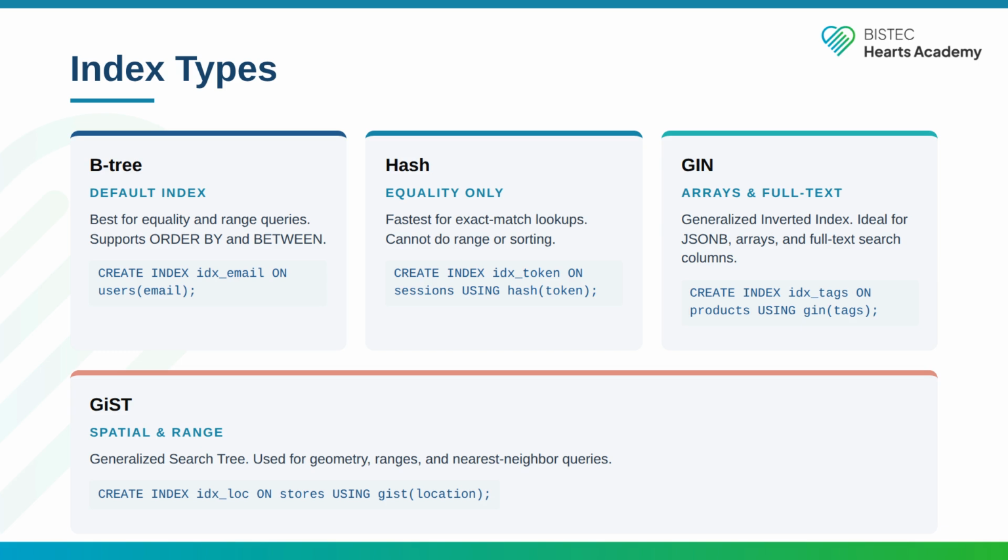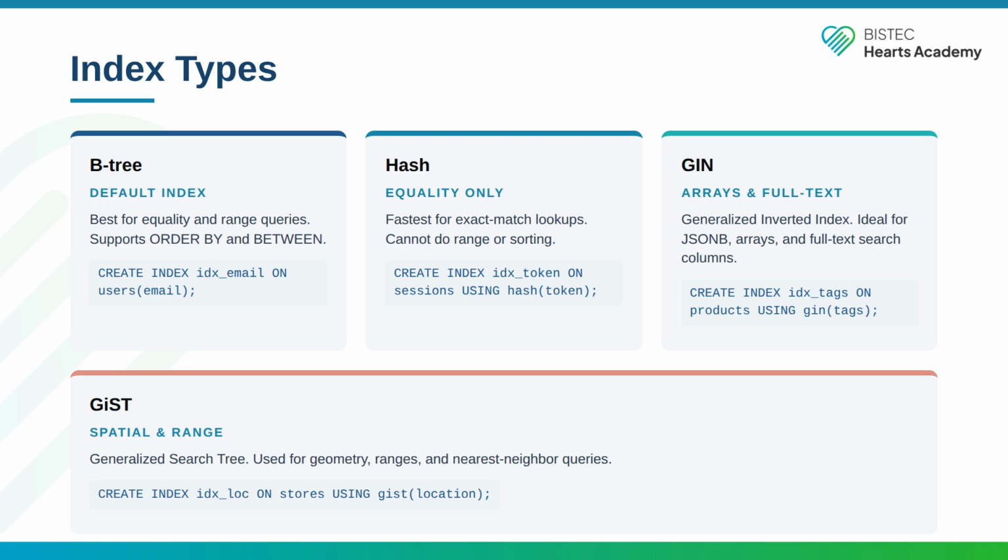B-tree is the default and handles most cases. It works for equality checks, range queries, sorting, and BETWEEN. When you write CREATE INDEX without specifying a type, you get a B-tree. Use it for primary keys, foreign keys, and any column you search or sort by frequently.